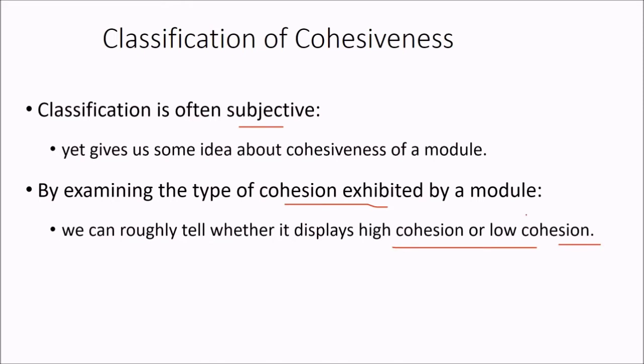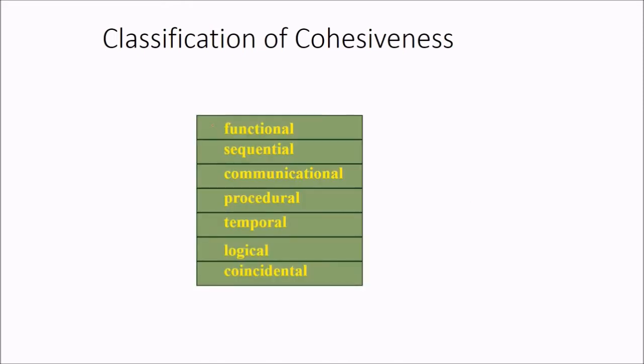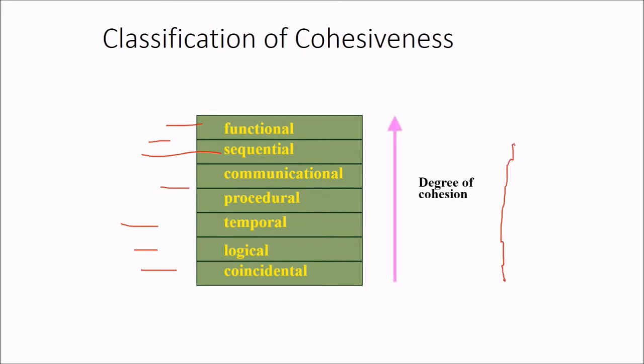So this is the classification of cohesion: functional, sequential, communicational, procedural, temporal, logical, and coincidental. This is how the degree of cohesion increases. If we have functional independence, and the module is functionally cohesive, then we say the degree of cohesion is very good in that particular module.